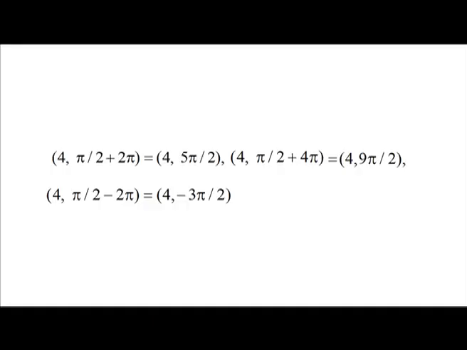For example, the point with polar coordinates (4, π/2) also has coordinates (4, π/2 + 2π), which is equal to (4, 5π/2). Similarly, (4, π/2 + 4π), which is equal to (4, 9π/2), (4, π/2 − 2π), which is equal to (4, −3π/2), and so on.